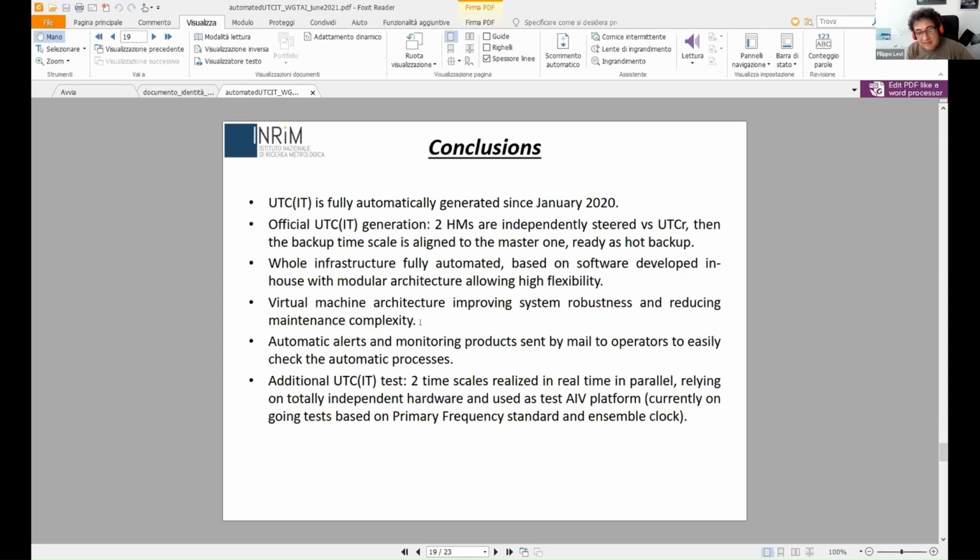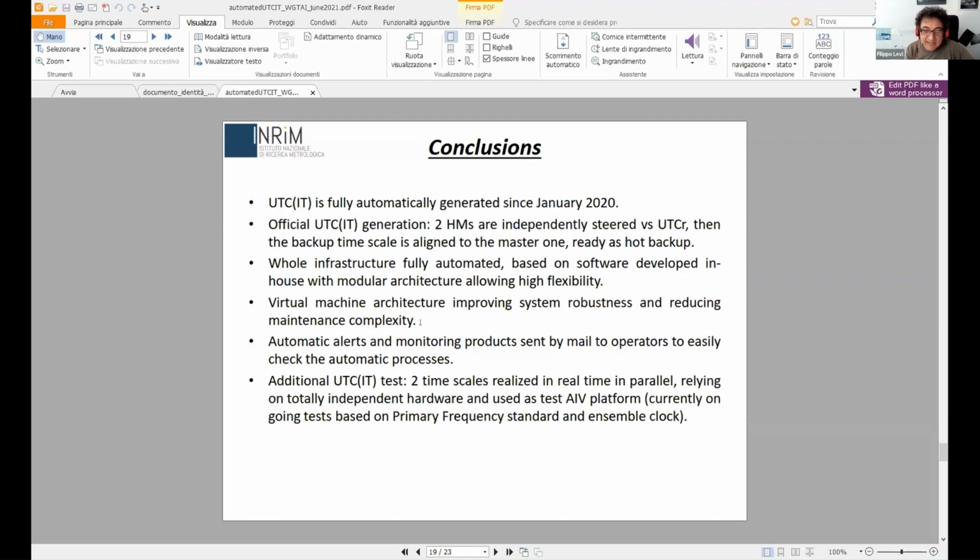We have an automatic alert and monitoring system that produces some files that are sent by mail to the operator every day. And then we have developed this switching system that allows us to perform a lot of maintenance activity and provided a significant increase in the robustness of our system and the reliability of the timescale.